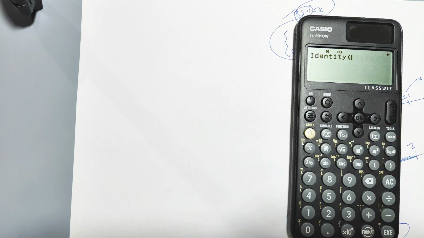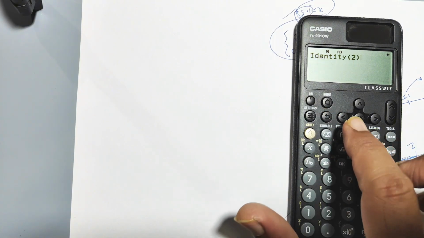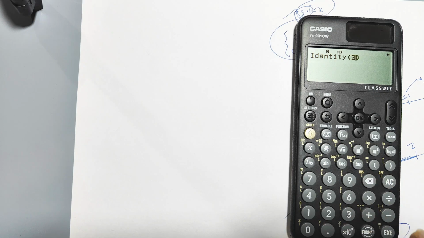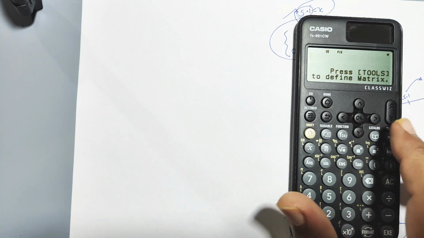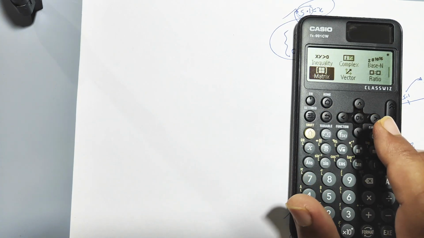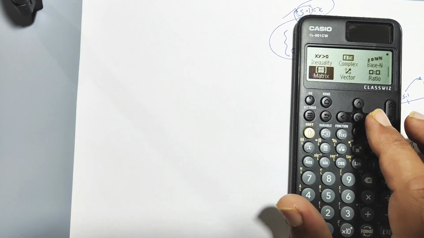So when it comes to identity, you give the order of the matrix. Identity matrix 2 will show 1, 0, 0, 1, a 2 by 2 identity matrix. Go back and change it to 3, it gives a 3 by 3 identity matrix. Go back, it will give a 4 by 4 identity matrix also. It cannot give more than 4 by 4. Right? So you can do all these operations using the matrix catalog.